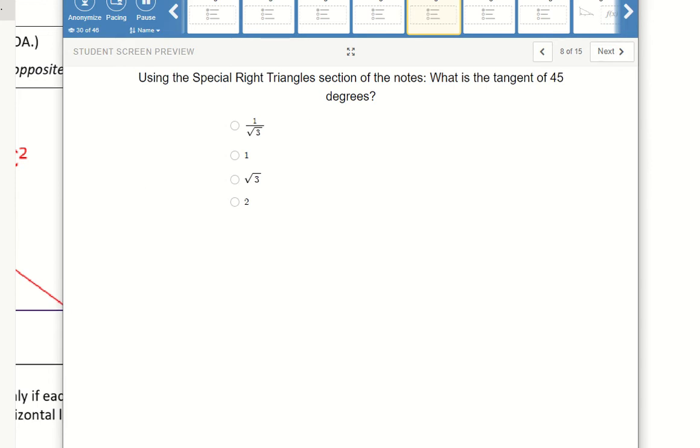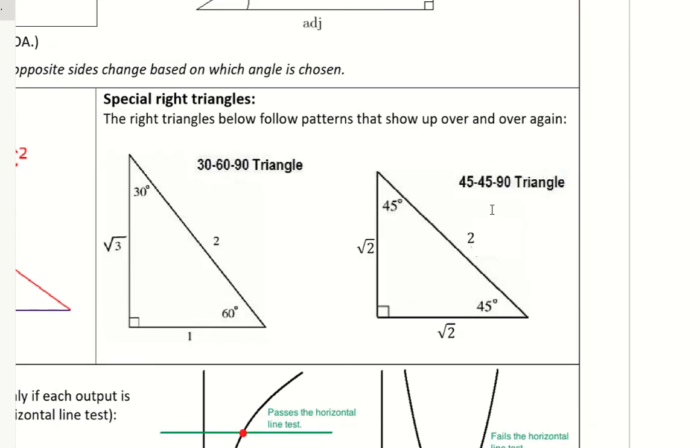Let's see, what is the tangent of 45 degrees? So tangent is going to be opposite over adjacent, right? So root 2 over root 2, well, that's just going to be 1.